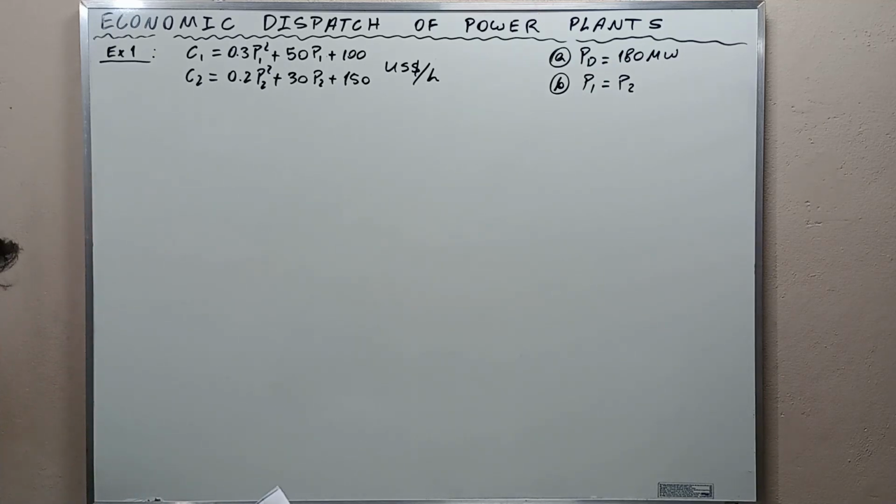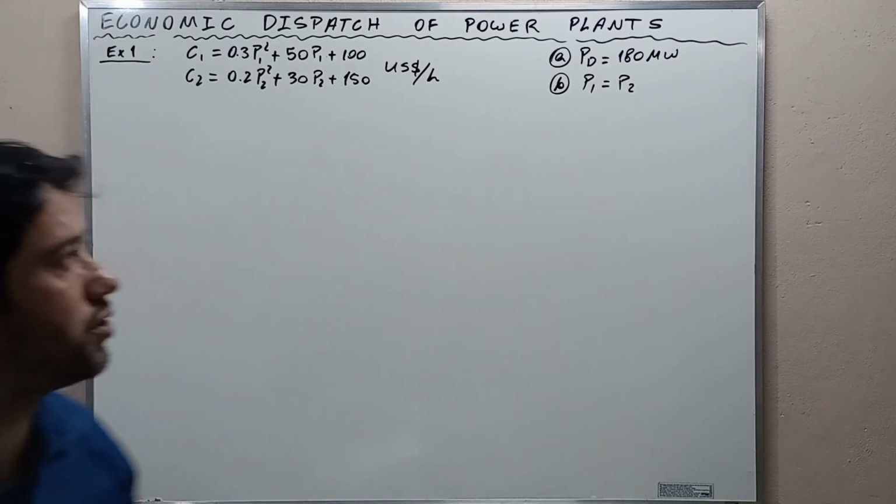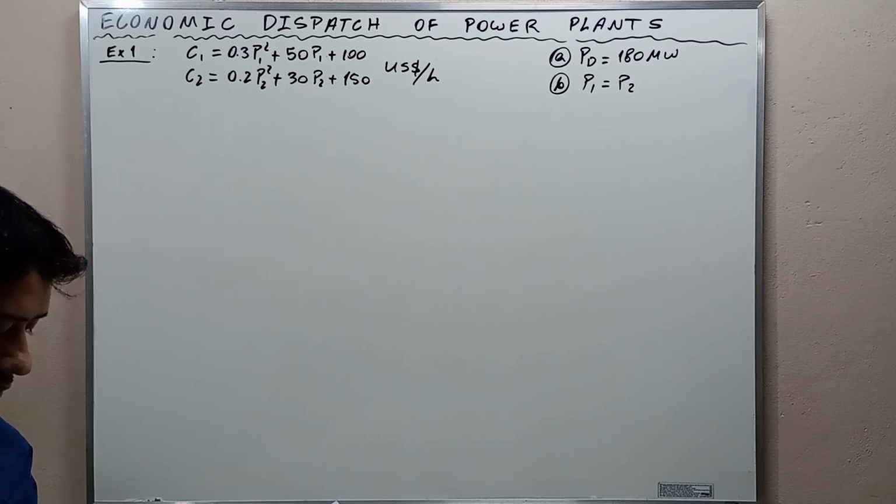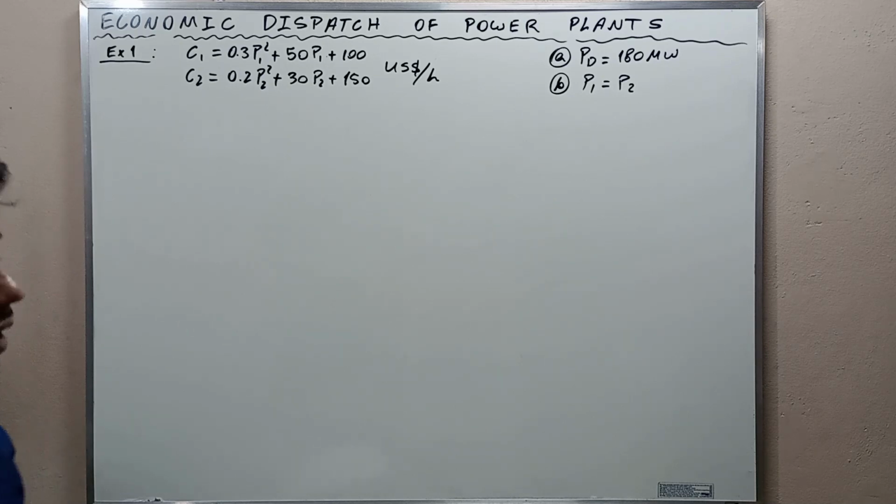Letter A, determine the economic dispatch schedule and the corresponding cost of generation for a demand of 180 megawatts. Letter B, if the load is equally shared by both generating units of this power plant, determine the savings obtained by loading the units optimally. Okay, my friends, this is the question. Let's go to the solution.